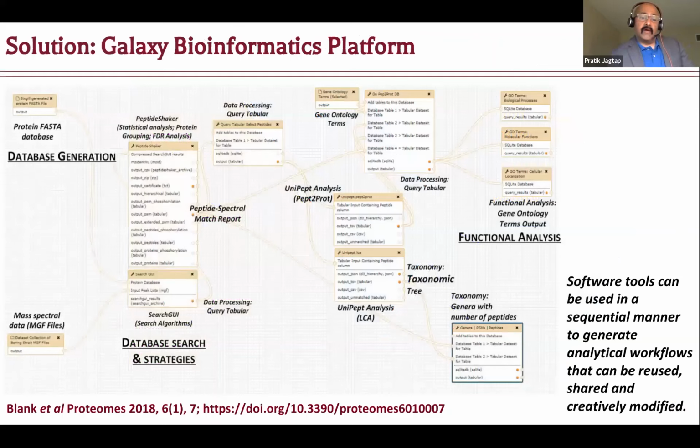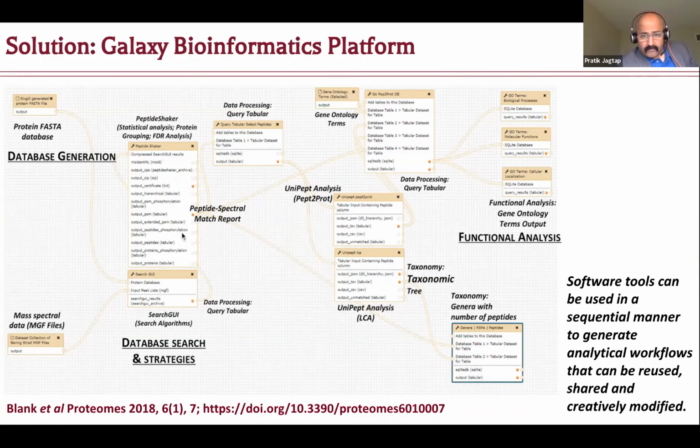Based on this, we developed a very basic workflow to enable researchers to put in their MGF files or their mass spectrometry data. Then you search it against the protein FASTA file. There are at least 2 or 3 different search methods that we have right now, but one of the most common ones that we use is SearchGUI, which uses 2 or 3 or even more search algorithms to enhance the number of identifications that you have. Then you can use statistical methods, protein grouping and FDR statistics to detect the number of PSMs, peptides, and proteins.